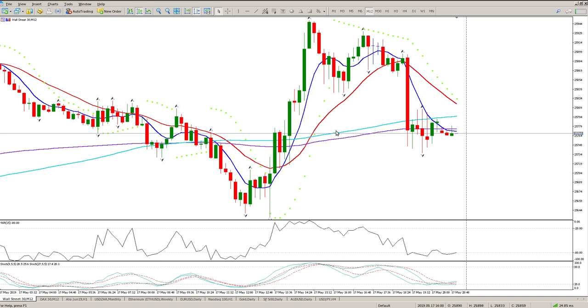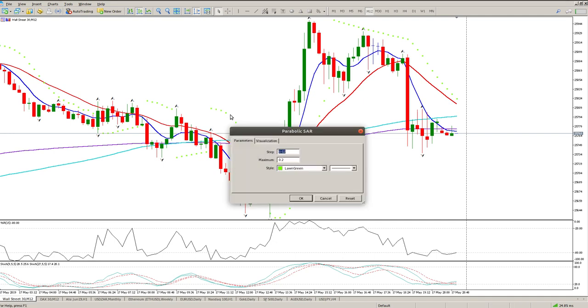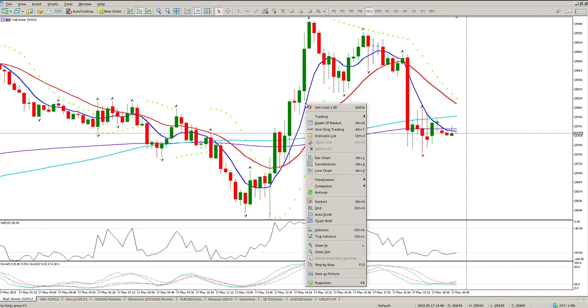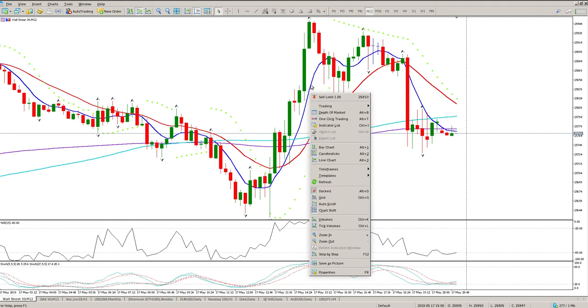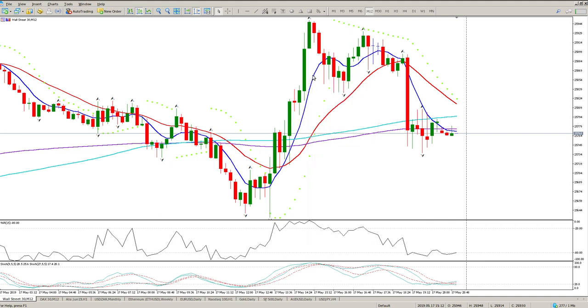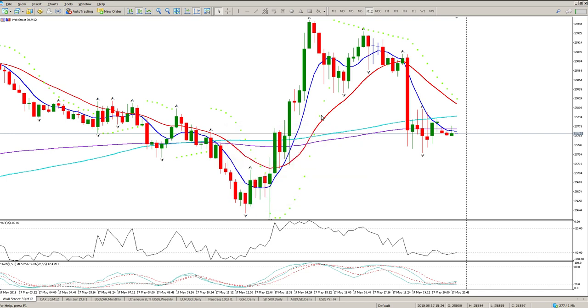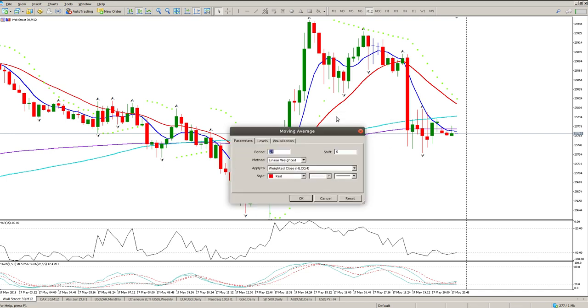Let's start with what the chart setup is. Firstly, the green dots are a parabolic SAR, standard, nothing unique about it. The moving averages: the blue line is a 9 moving average, and it's a linear weighted moving average. The red line is a 27 moving average, and that is also linear weighted.